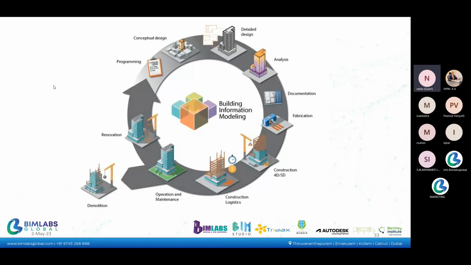When all these different disciplines come together, we have to check for clashes, that is, whether a beam overlaps another duct or pipe. These are very critical, so clashes have to be detected. That's what we are doing in the analysis part: clash detection. Also, the structural model has to be analyzed with respect to strength and all. For every stage, there are numerous software packages that we use for these functions. So that is the analysis part.